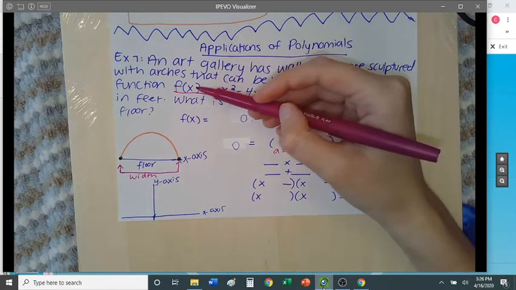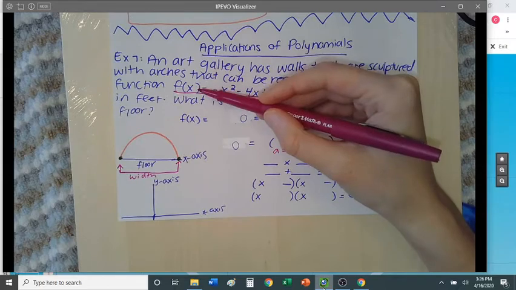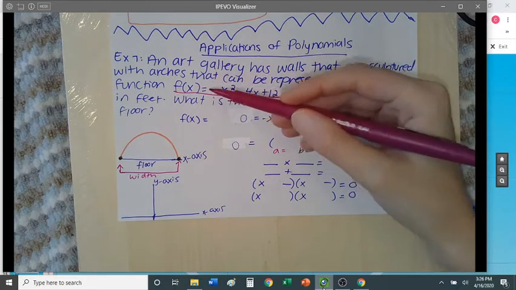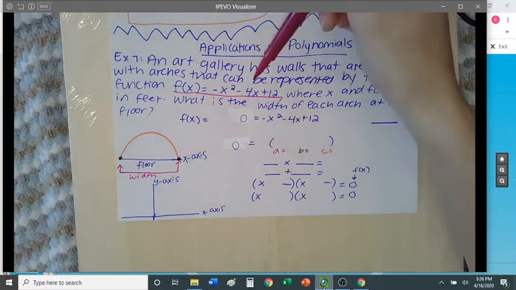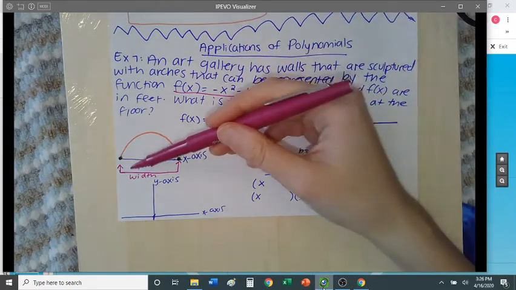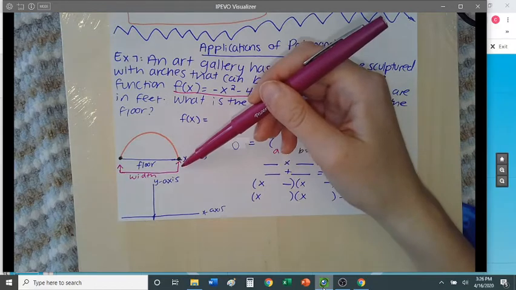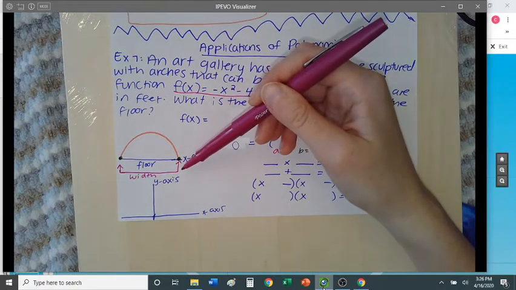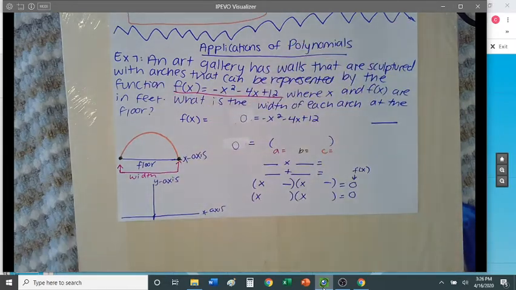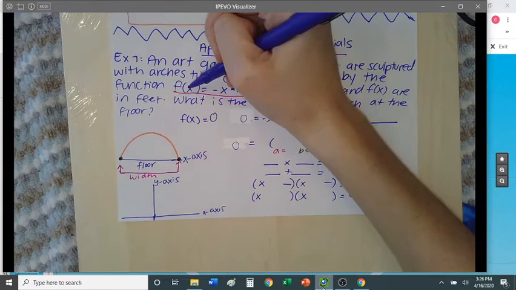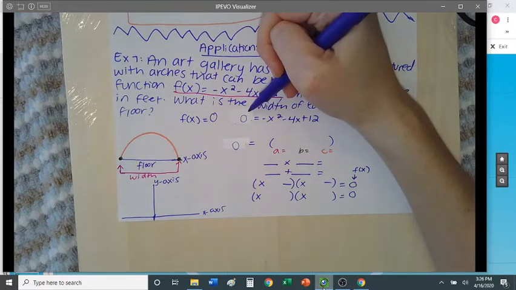So, be careful though, you guys. Don't forget when we're solving, they gave us f of x in the problem, which is like the same thing as y. This could have been y equals negative x squared minus 4x plus 12. Okay, since we're figuring out points on the x-axis, if you remember, what is the y value always on the x-axis? Well, it's always 0. Okay, so in this problem, we're going to make f of x 0, which I already did right here.